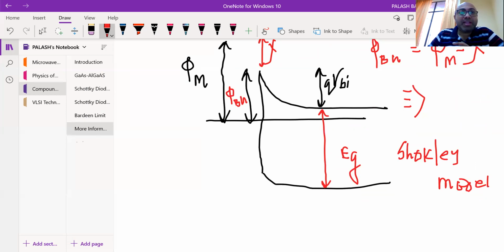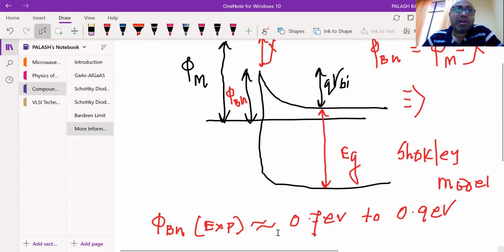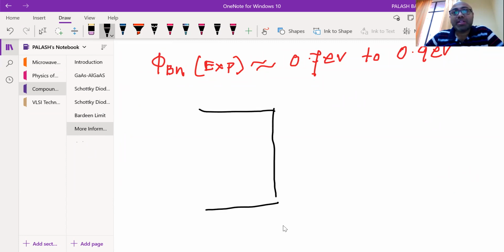that whatever phi n they are getting, phi n experimental, is like 0.7 electron volt to 0.8 or 0.9 electron volt. And what is the reason for it? People have described this phenomenon: there might be lots and lots of interface states. And these interface states have a peculiar nature. It has something called the E0 neutral point, and these are the acceptor levels. This is the donor level. And this is your band gap.